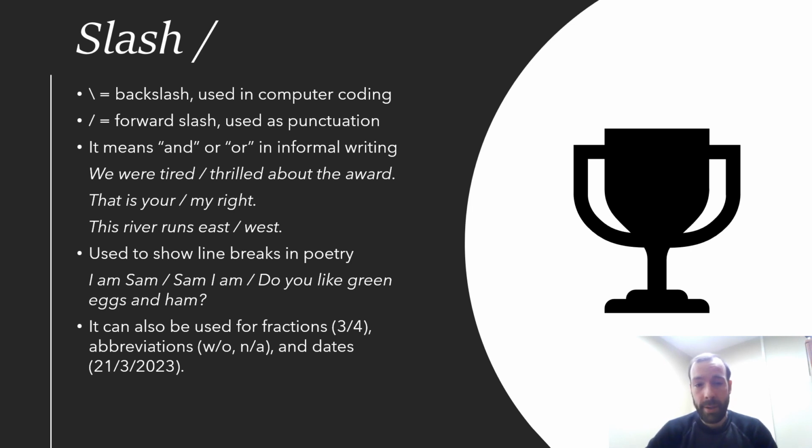You can also use a forward slash in a variety of creative ways. Sometimes people use it for fractions, 3/4. Abbreviations, w/o for without, n/a for not available, and dates. The 21st day of the 3rd month of 2023 would be 3/21/2023. Those can get confusing. Be careful because some people put the month first and then the day of the month. Some people put the day of the month and then the month. So be careful with the order when you're writing or reading those.